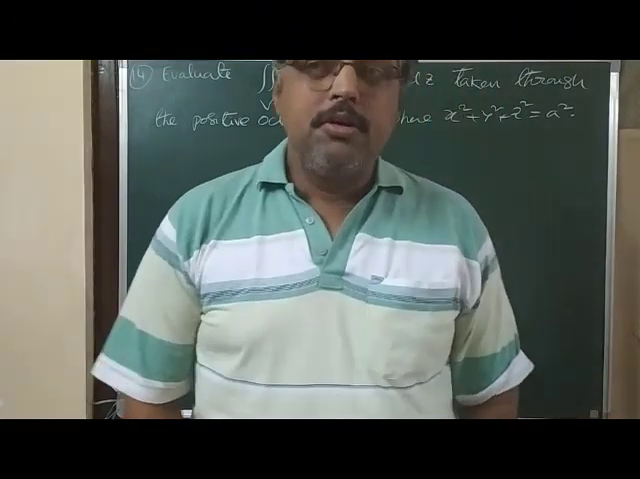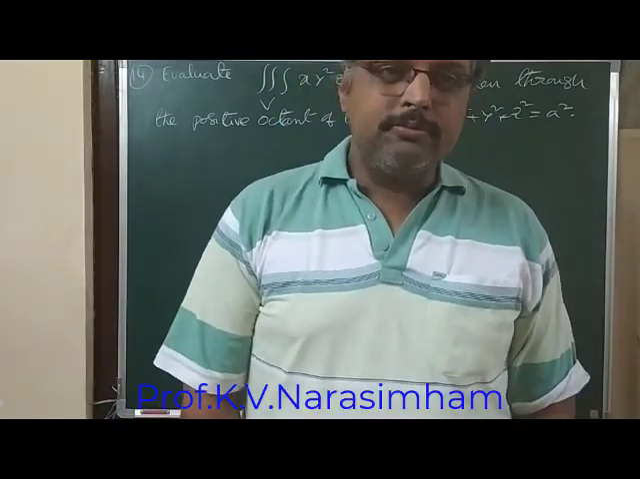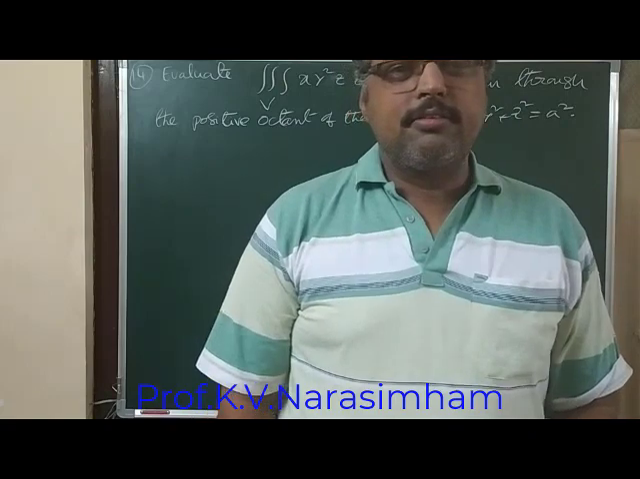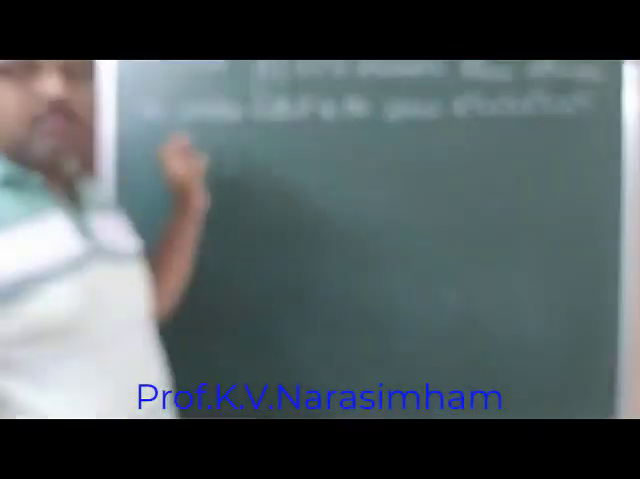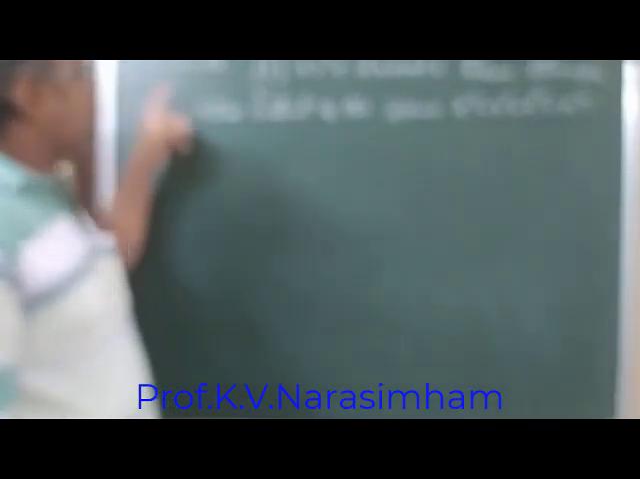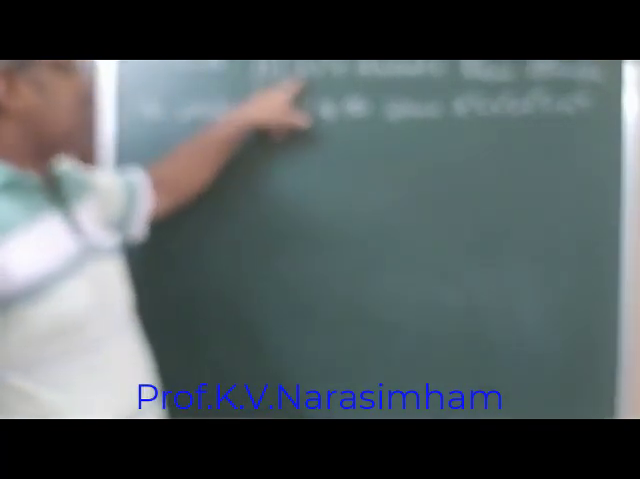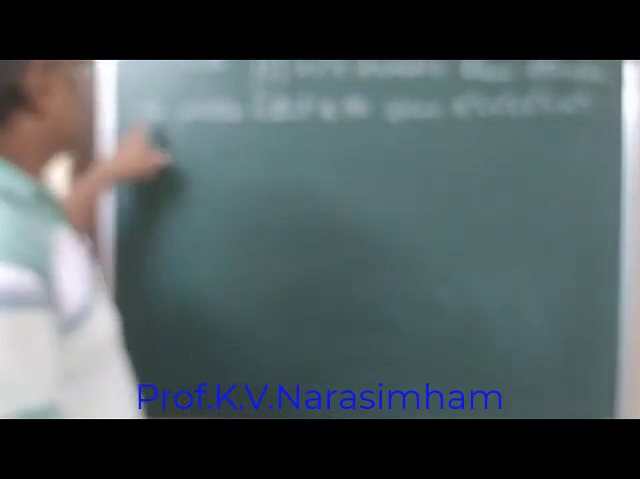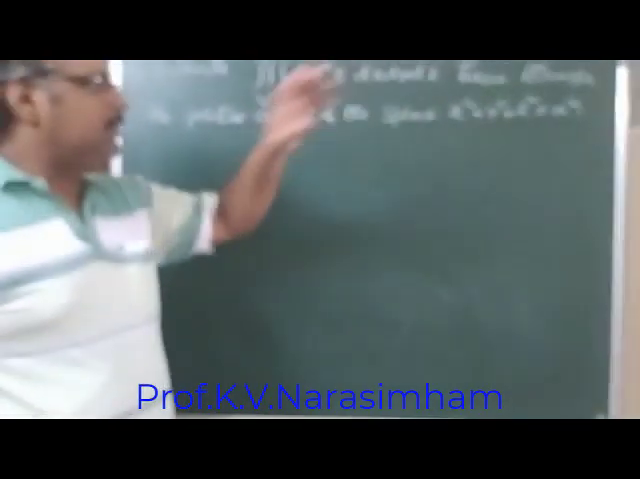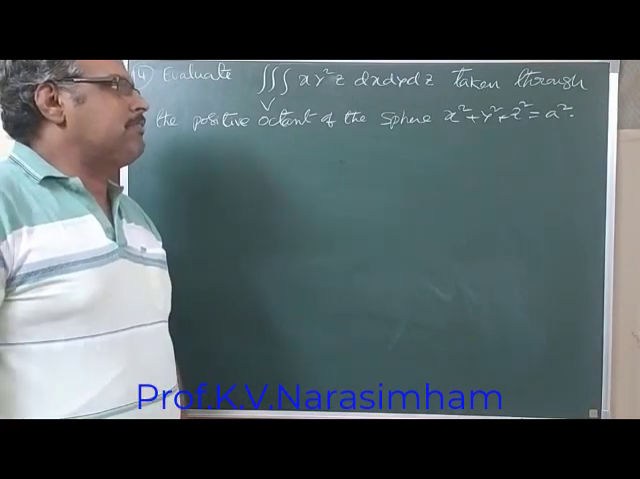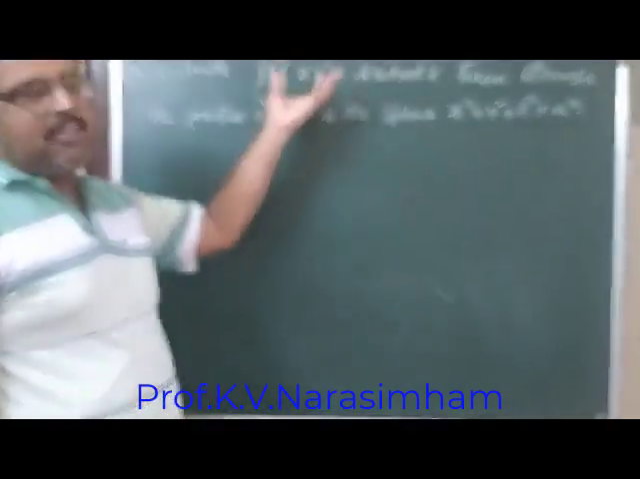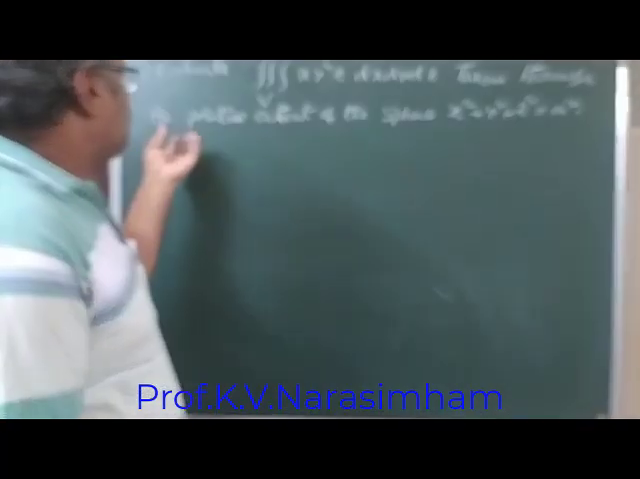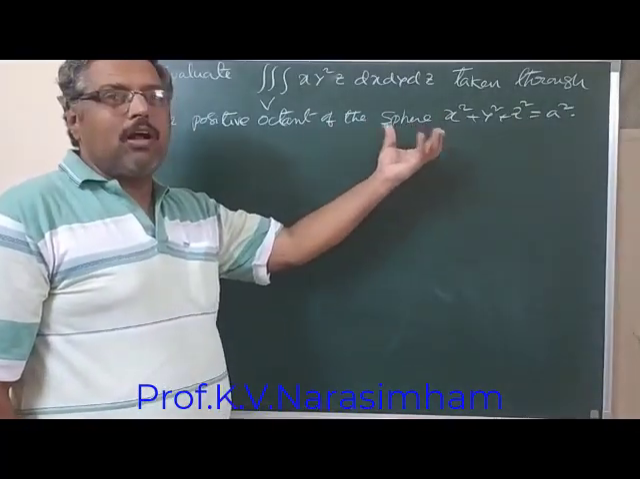Triple integrals. Today we will discuss another problem on triple integrals. Today's problem: evaluate the triple integral of x y square z dx dy dz taken over the positive octant of the sphere x square plus y square plus z square equals a square. Now we will evaluate this triple integral over this volume.